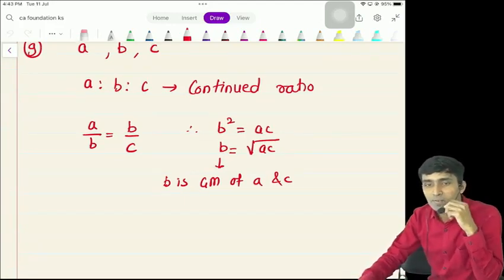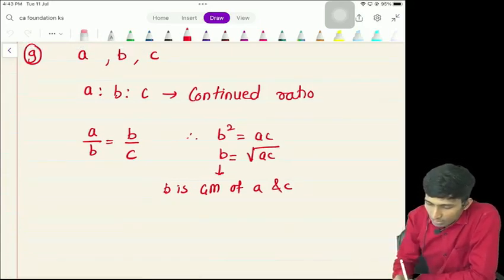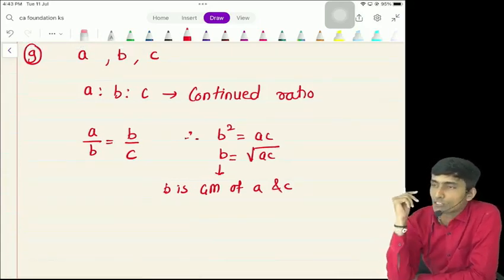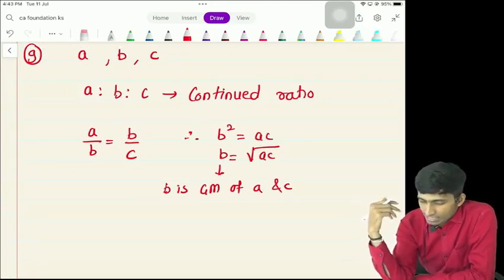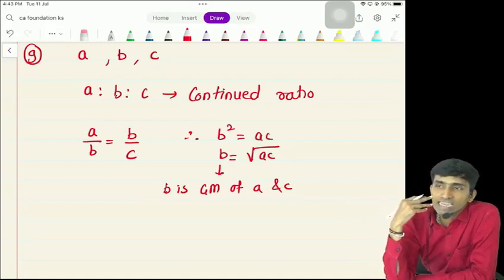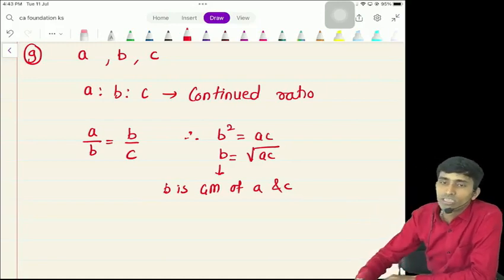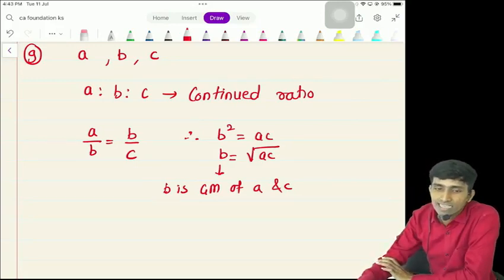Done. Copy. Everybody understood now what I did? It's continued ratio. A is to B is to C. So A by B is equal to B by C. Therefore, if I cross multiply, B square is equal to AC. So B is equal to under root AC. So B is the geometric mean of A and C.